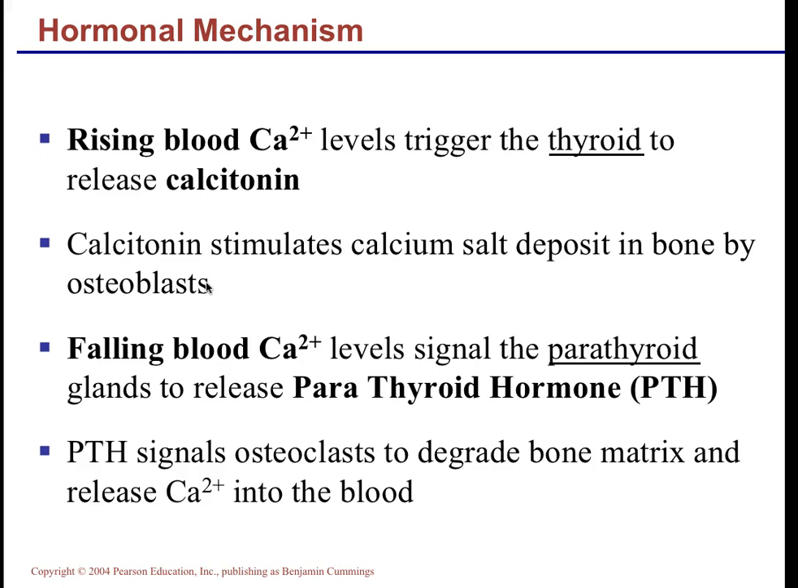All right, so let's say that you have only eaten celery sticks for breakfast, lunch, and dinner, and your calcium levels in your blood fall. There's not a whole lot of calcium in celery. That then signals the parathyroid, which is associated with the thyroid gland but is a separate endocrine system. The low blood calcium causes the parathyroid to release parathyroid hormone. Parathyroid hormone signals osteoclasts to degrade bone matrix and release calcium into the blood.